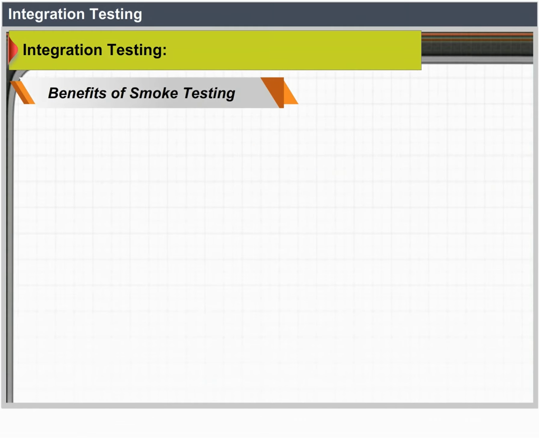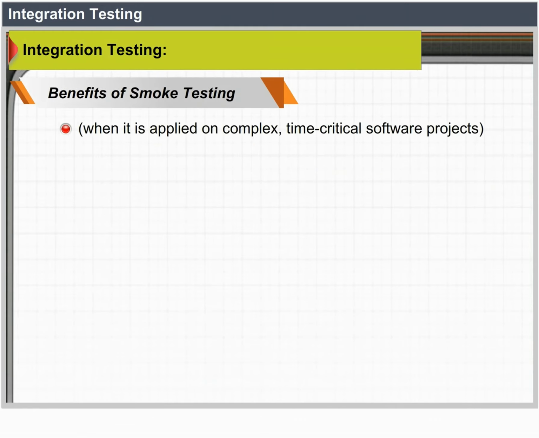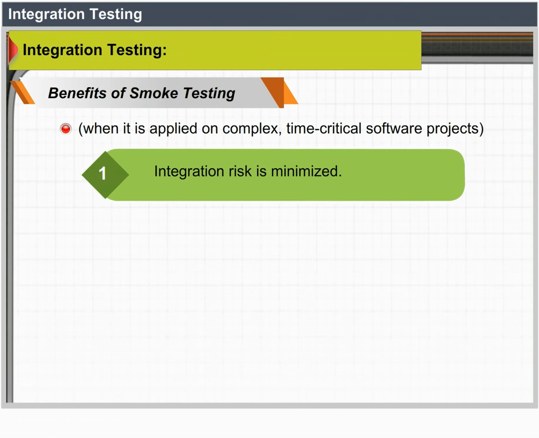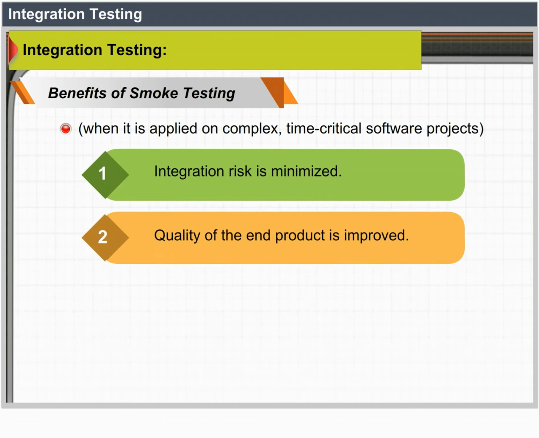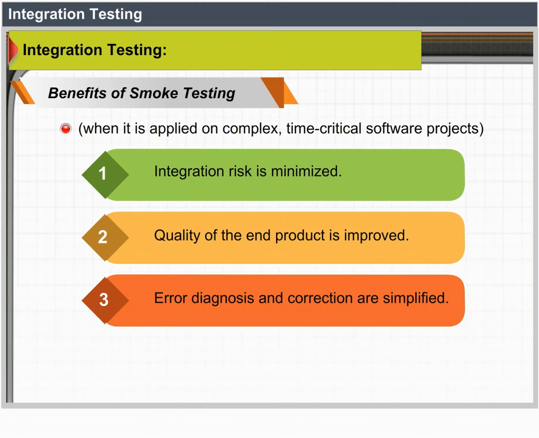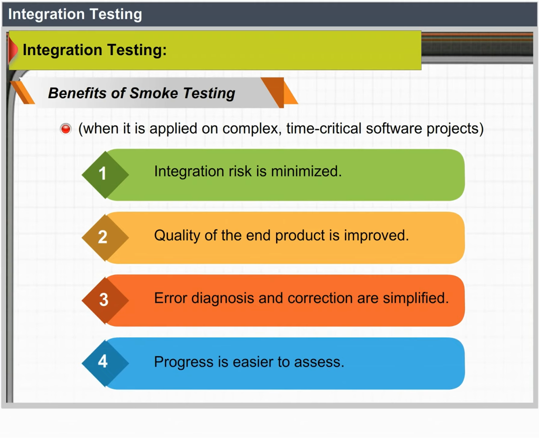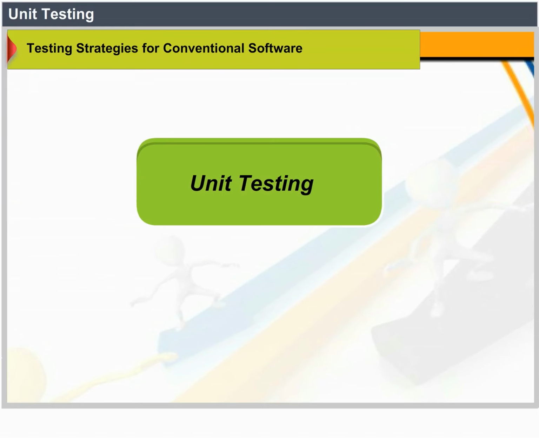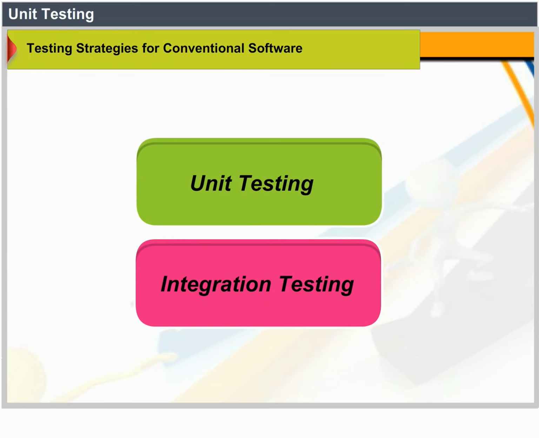Benefits of smoke testing. When it is applied on complex time-critical software projects, integration risk is minimized, quality of the end product is improved, error diagnosis and correction are simplified, progress is easier to assess. Testing strategies for conventional software: unit testing, integration testing. Unit testing.